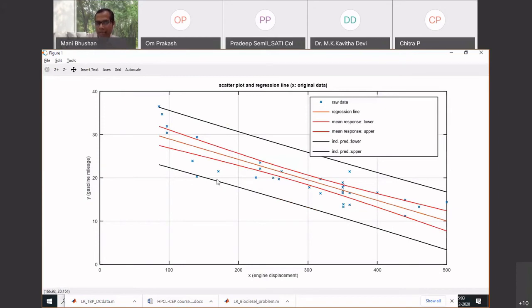And you see these black ones. Let me talk about the black one first. What is the black one? We said at 200, if I make a new car at x equal to 200, what will be the y value? So you go to 200, you say, what does your line predict? This is your line, the middle one, the orange one. You look at the y value. It is around 24 point something.